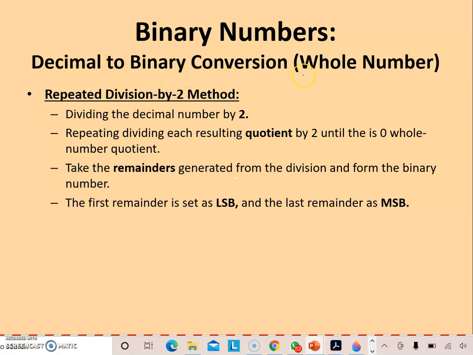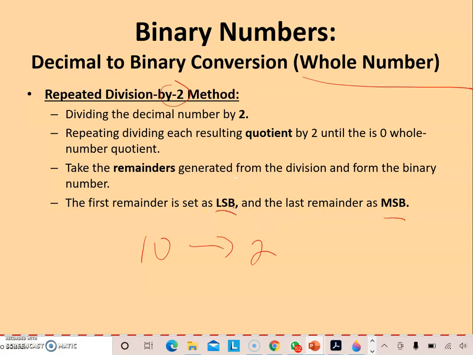Decimal to binary conversion for the whole numbers. Now we're going to convert from base 10 to base 2. We do a repeated division by 2. Divide the decimal number by 2, dividing each resulting quotient by 2 until a zero whole number quotient is obtained. We take the remainders generated from the division and form the binary number. The first remainder is set as the least significant bit and the last remainder as the most significant bit.